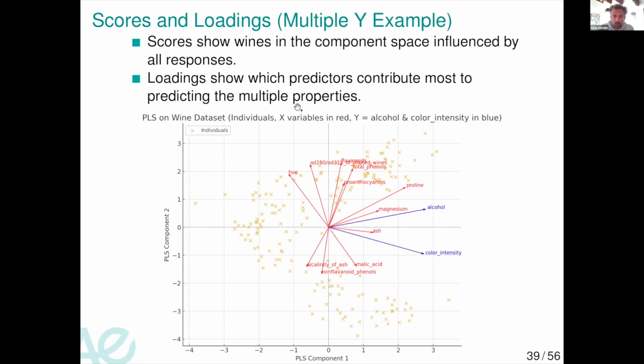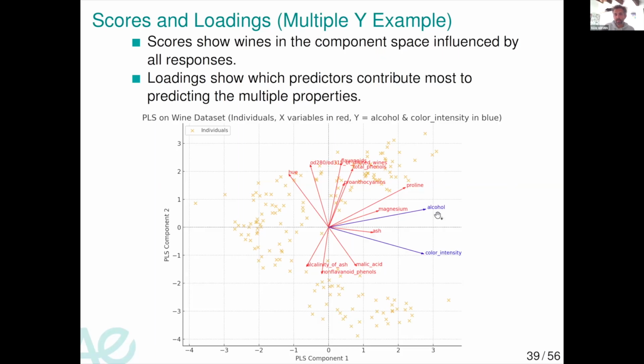So, for example, here, you could see that. So I made the two plots on the same plot. So you have the different individuals, so the different wines, and the arrows are always, as previously, the variables, and you could see how they are linked to the different components. And you could see that we also have the Y variables. Here we have two variables, so the alcohol and the color intensity.